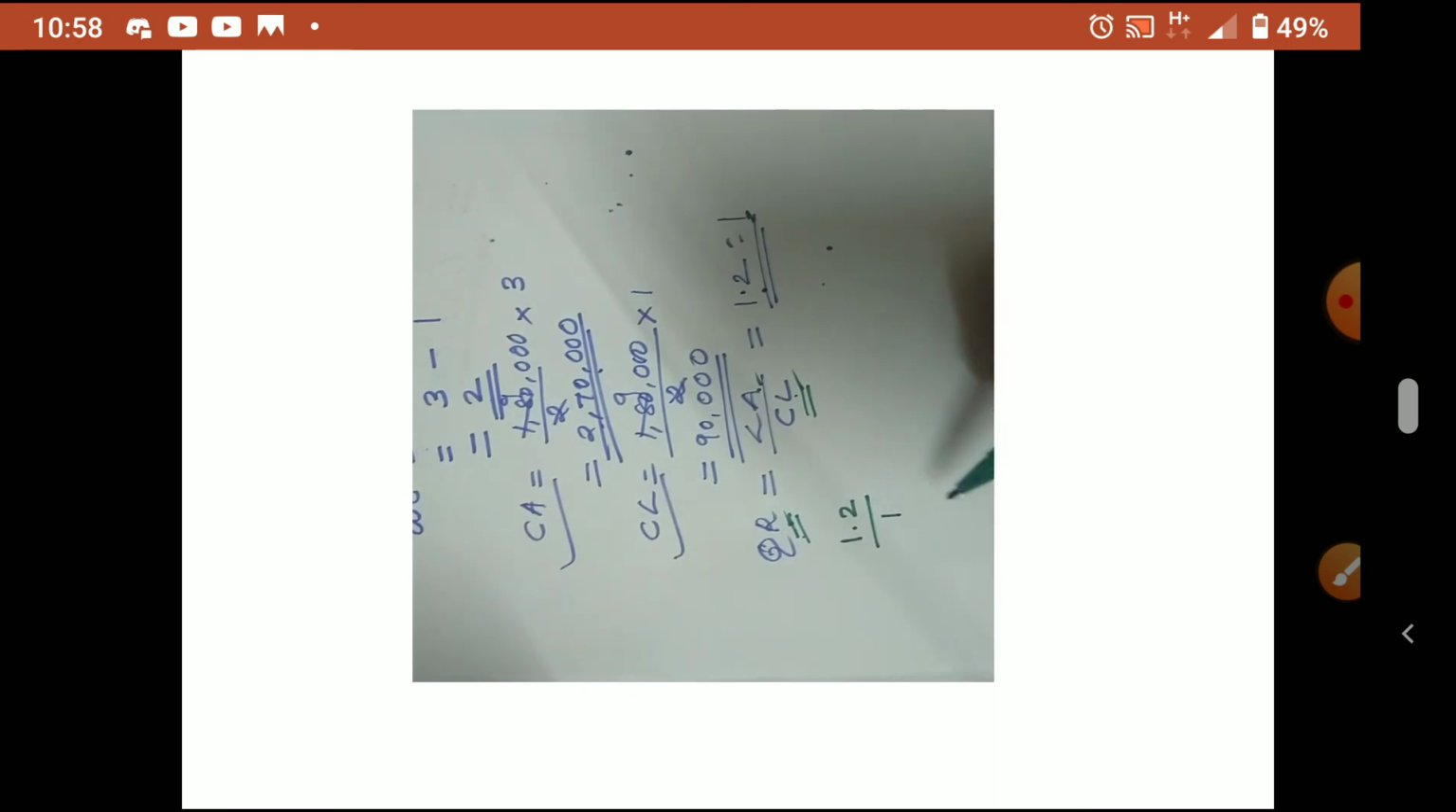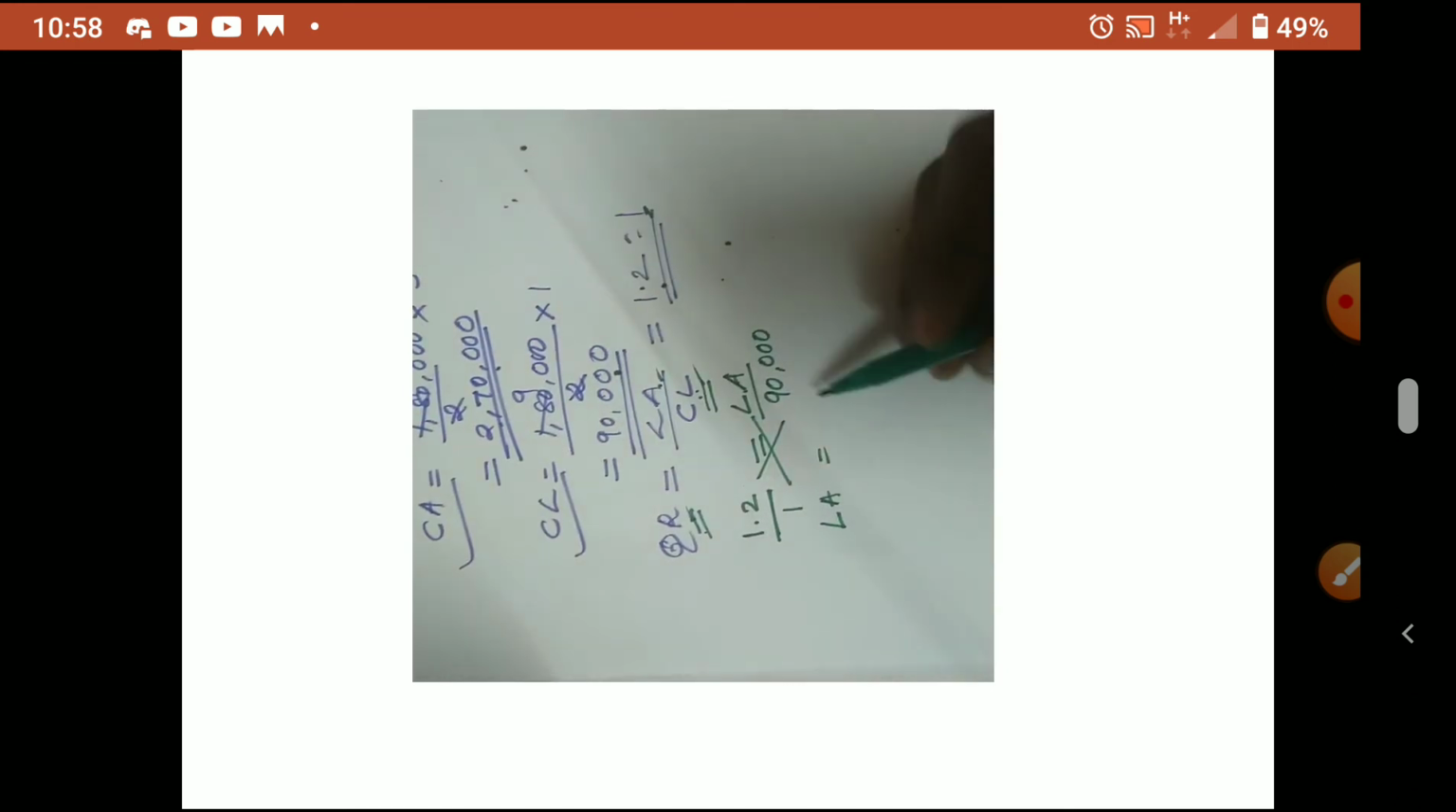So this way you write. Don't put is to 1. Is to 1 you can convert into a fraction and write, is equal to liquid assets, we don't know, we are writing LA. Current liabilities we calculated 90,000. So put there. Now what to do? Cross multiplication. So LA into 1 is equal to LA is equal to 90,000 into 1.2, that will come 1,08,000. Okay, so liquid assets we got.